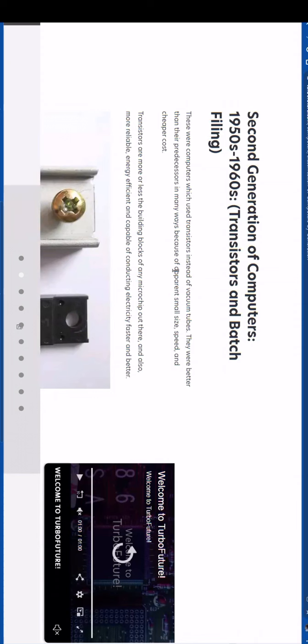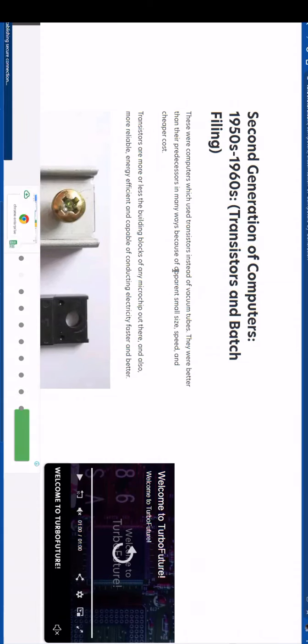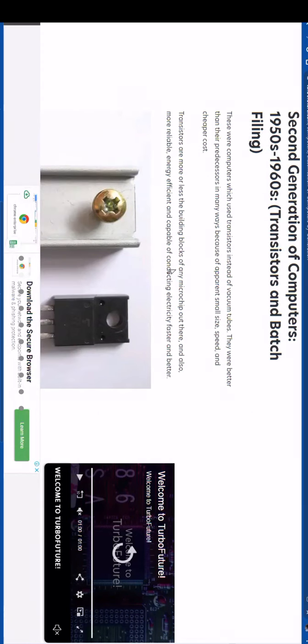1950 to 60, when the transistor came into existence. Okay, transistors are more or less the building blocks of any microchip, and also more reliable, energy efficient and capable of conducting electricity faster and better.